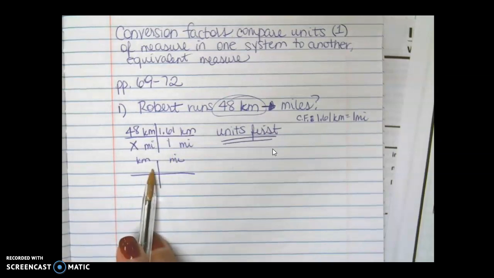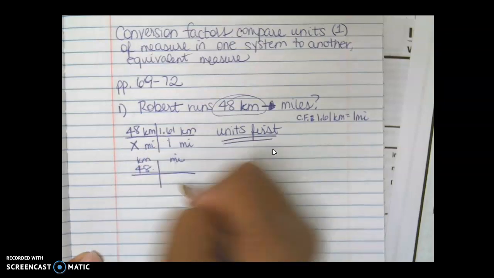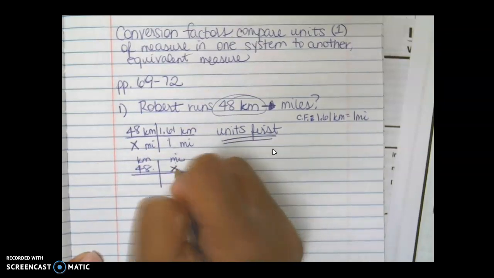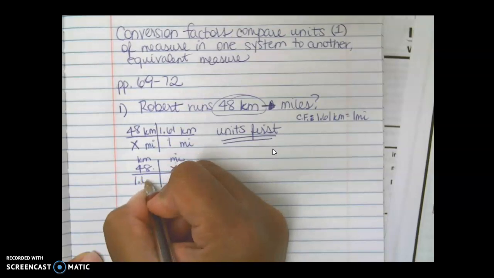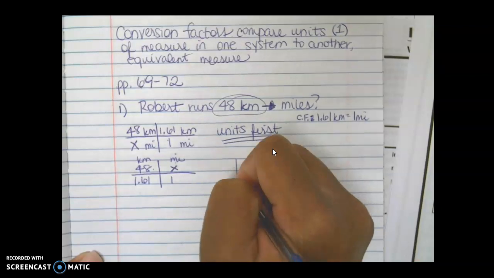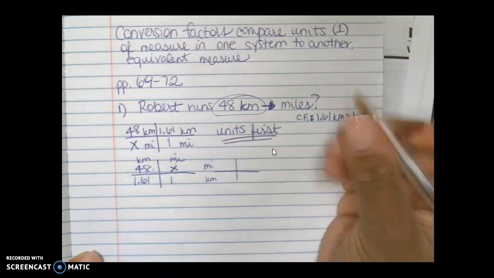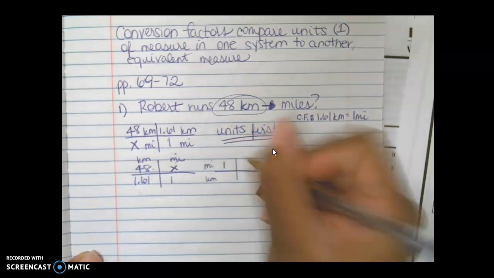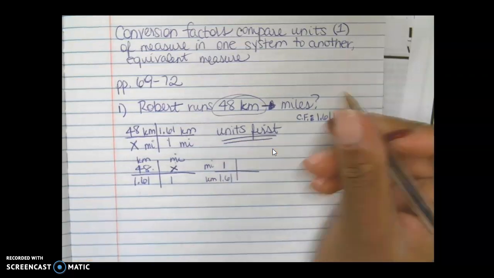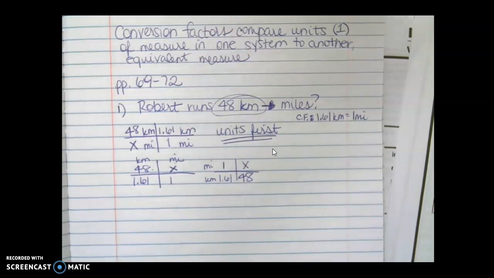If I want to write my proportion a different way, I need to have the kilometers together and the miles together. So I can have 48 and X miles, because I don't know how many miles that is, but I do know that 1.61 kilometers are in 1 mile. Or I can write it like this, where my miles are on top and my kilometers are on the bottom. 1 mile is 1.61 kilometers, and X miles is 48 kilometers. Okay, that's 3 of the 4 different ways that a proportion can be written.